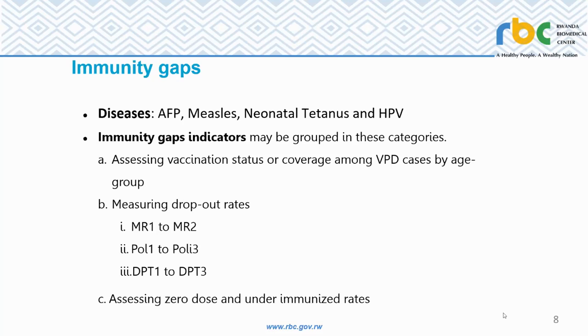The priority ones are indicators that help us assess the vaccination status or coverage among VPD cases, and we try to do this by age group, timeline, or by map. The other types of indicators are dropout rates for MR1 to MR2, Polio1 to Polio3, and DPT1 to DPT3. And others are zero dose and under-immunized rates.